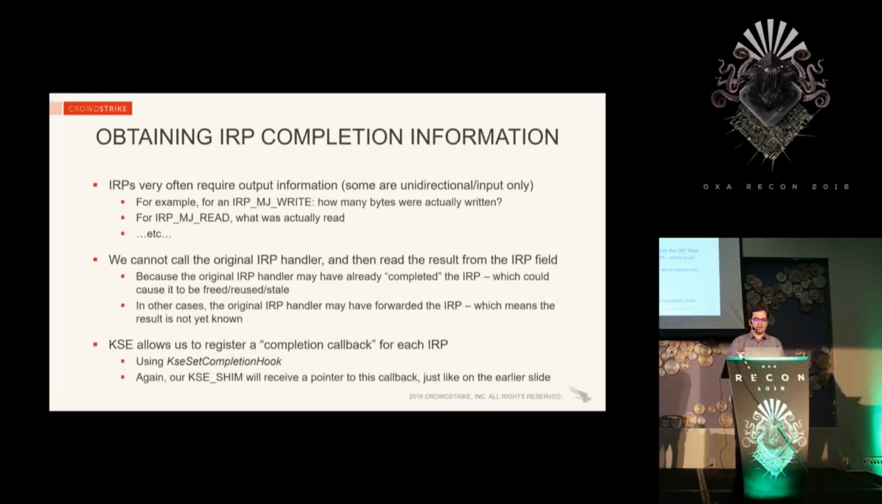So for example, for IRP_MJ_WRITE, in your pre, you can see what the user mode app is trying to write. In your post, you can see if the write actually worked, and if so, how many bytes have been written. For a read, well, when you see the read in your pre, all you get is someone wants to read something. In your post, then you actually get to see what was actually read.